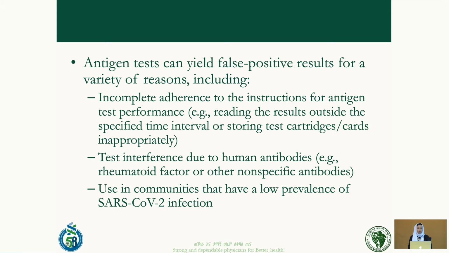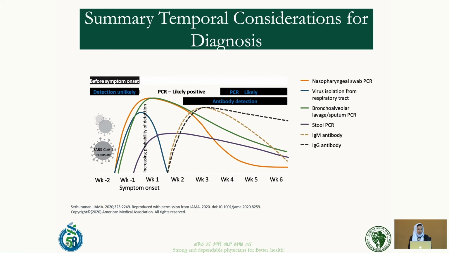But you have to know the drawbacks as well. Inherently, antigen tests can be affected if you do not follow instructions. It is time dependent when you test it, so you have to follow the rules. Storage of cartridges should be appropriate. And tests can be interfered with by human antibodies, like rheumatoid factor or other non-specific antibodies, which can affect the antigen test. And the sensitivity is actually less and can be affected in communities which have low prevalence.